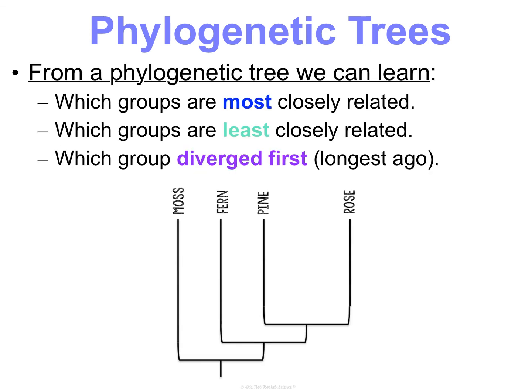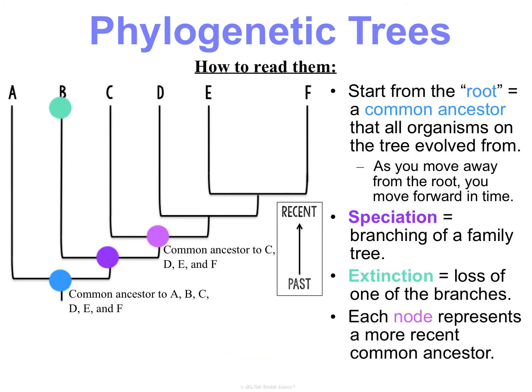From a phylogenetic tree, we can learn which groups are most closely related, which ones are least related, and which ones diverged first. So for example, here we have a common ancestor, and we see this diverging group amongst moss, and then another common ancestor species. Pine and rose, because they, in this diagram, come together with a common ancestor, are more closely related than pine and ferns are. So how do we read these phylogenetic trees?